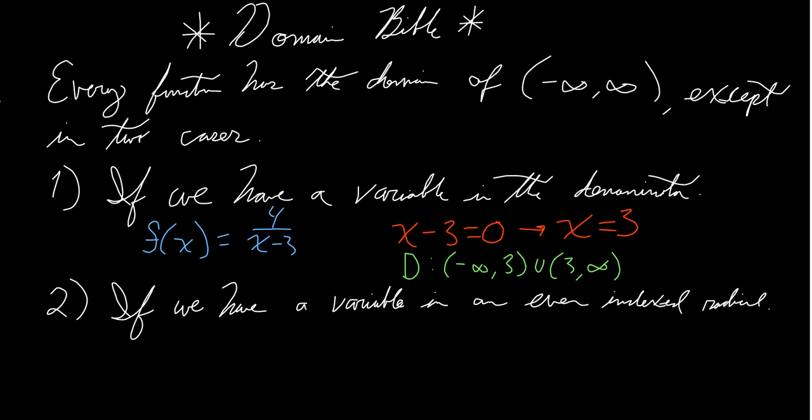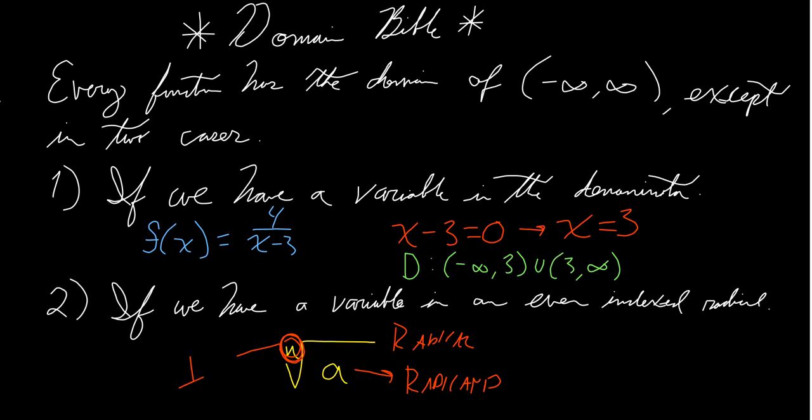So let us look at the anatomy of a radical real quick. We have the nth root of some number a. This little symbol here we know as the radical. This inside here we know as the radicand, and this number here is the index, the index or the root.